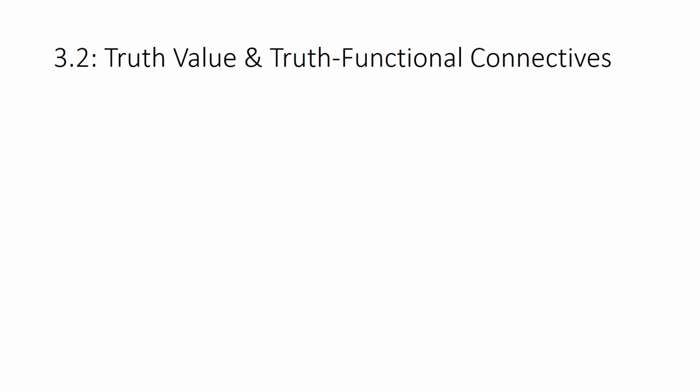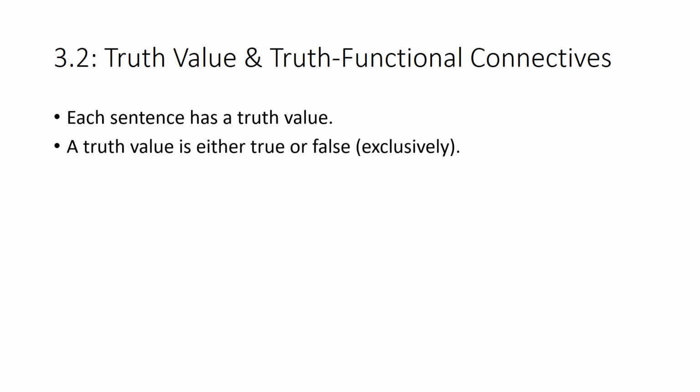Section 3.2, which is going to be what the rest of the video is on, deals with truth value and truth functional connectives. Each sentence has a truth value. A truth value is either true or false exclusively. That is, either one or the other. If it was both, of course, we would violate the law of contradiction.